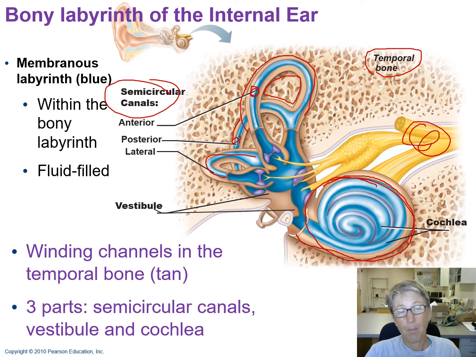And then within the bony labyrinth, you have a membranous labyrinth, and that's the blue stuff. So everything that is in blue is a membranous labyrinth or a membranous tube, this tube system lives within the bony labyrinth. And the tubes in blue are filled with fluid.